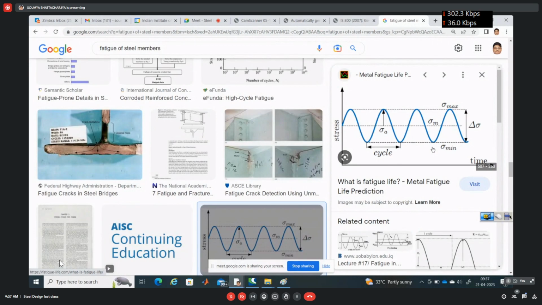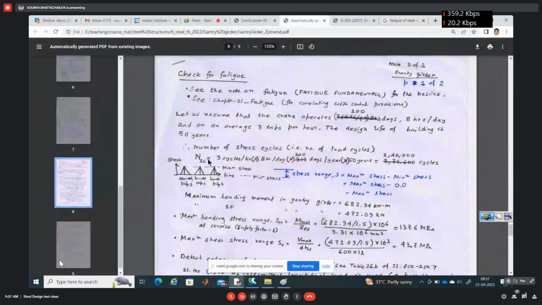Under such a case, we define the stress range delta sigma. Delta sigma is the stress range, which is the difference between the maximum stress and minimum stress of a particular cycle.